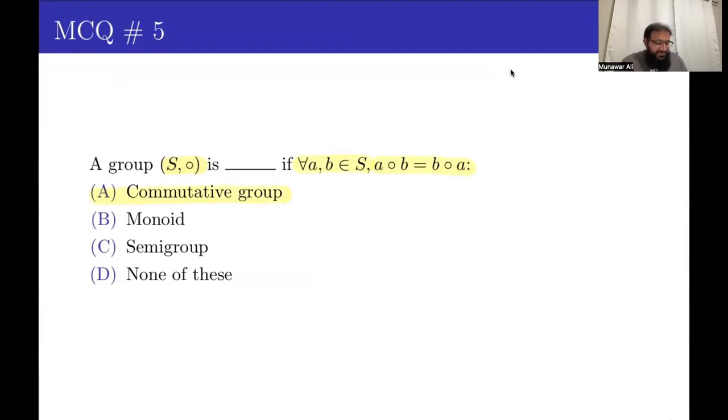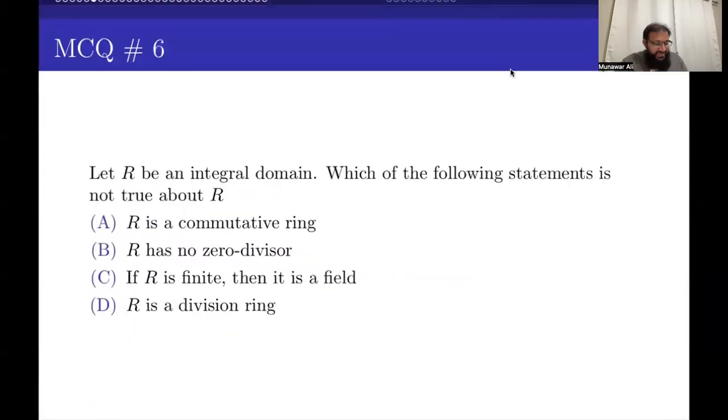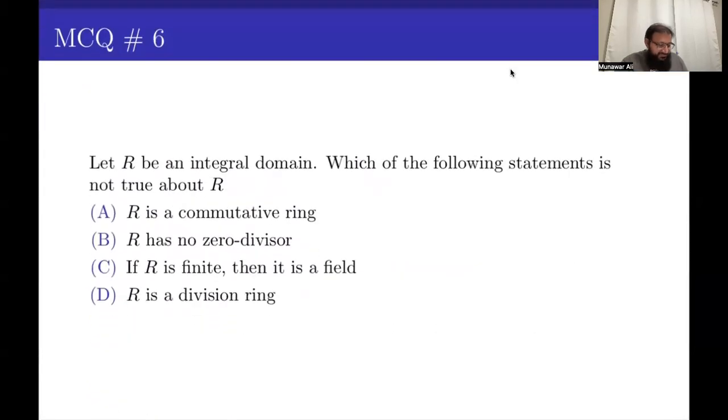So this is question 5. Correct option is option A. For the next question, it's related to abstract algebra. I'm not good at that one, but I'm trying to do this one.